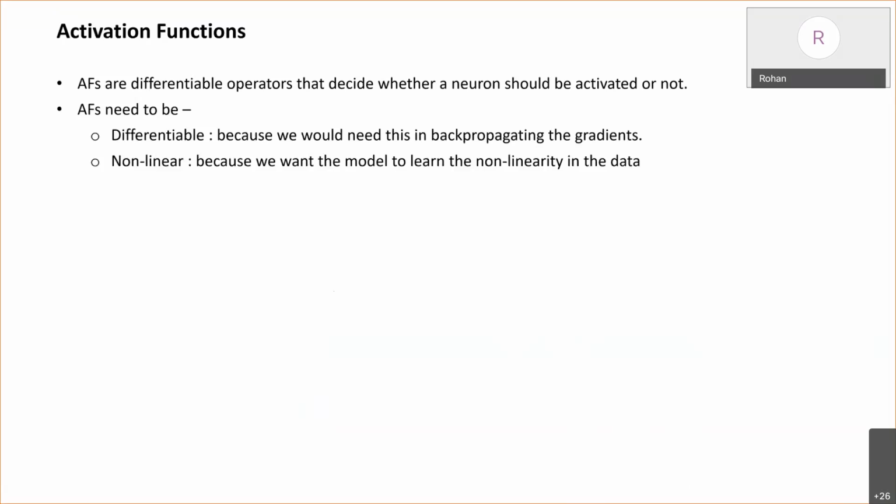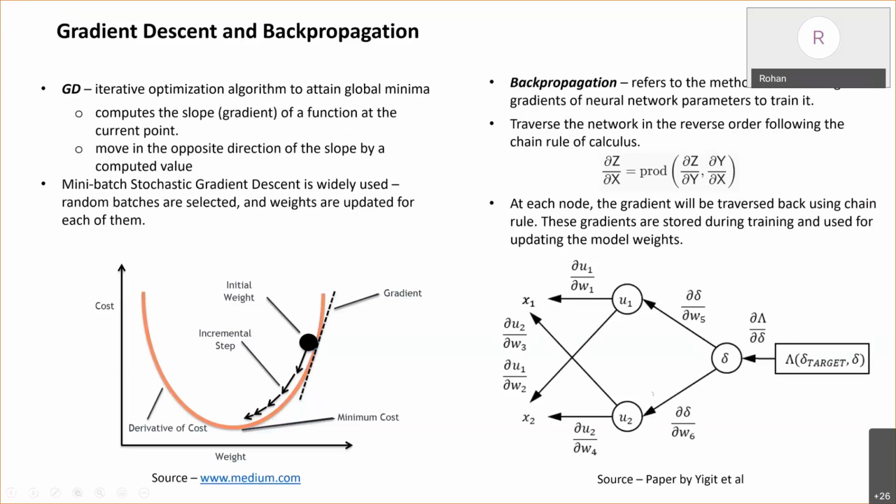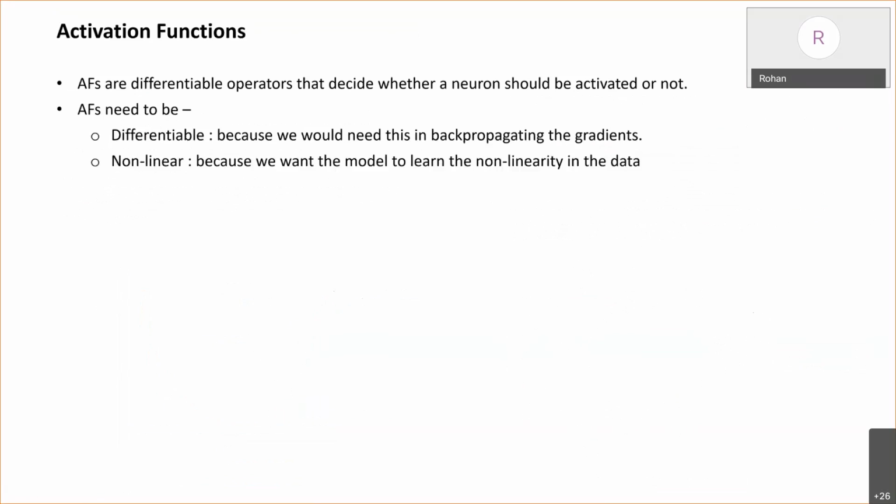Let me go back to the previous slide. If you look at the diagram on the right hand side, if we want to find the gradients for this particular neuron, we will need the activation function to be computed over here, and we will need the derivative of the activation function also, because that is the ultimate decision making process. That's why the activation functions should be differentiable.